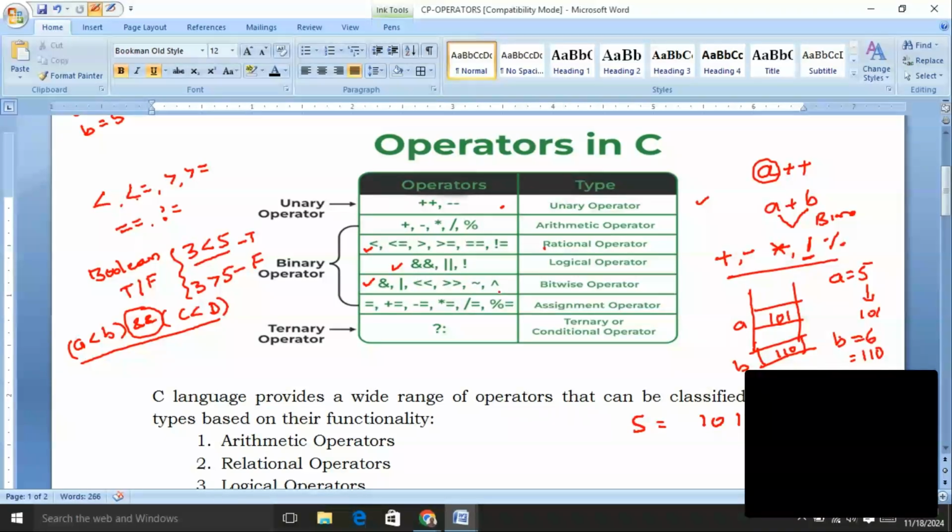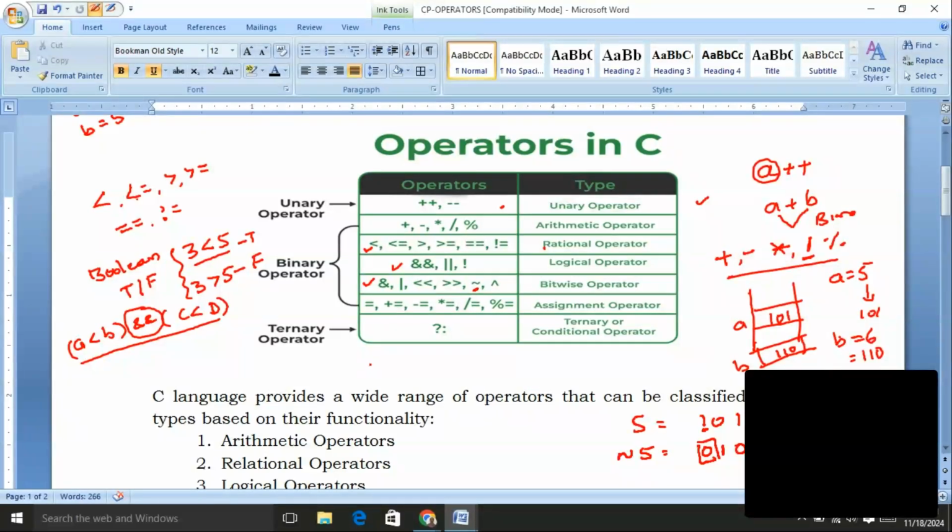Here let us consider this bitwise operator, that is tilde. It is called ones complement of 5. That is, each and every bit is reversed: this is reversed to 0, this is reversed to 1, and again this is reversed to 0. That is, the single bit is considered as one unit. I will demonstrate later.